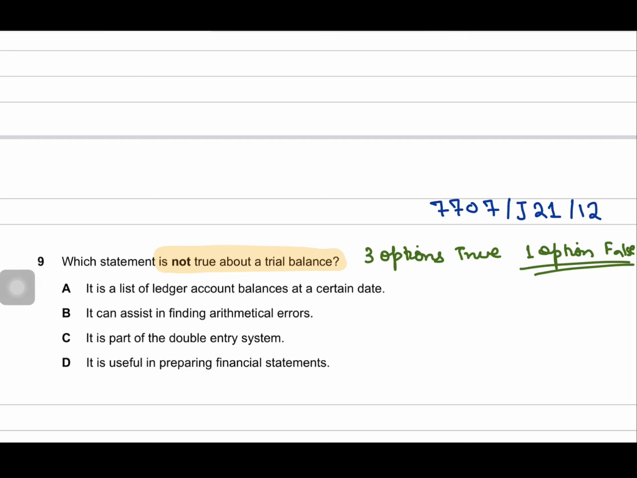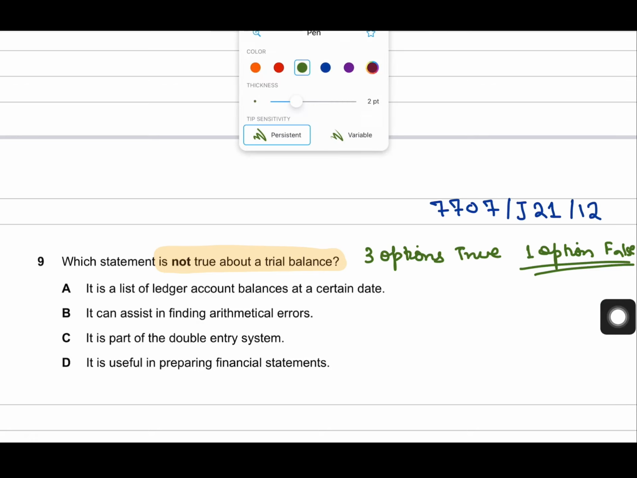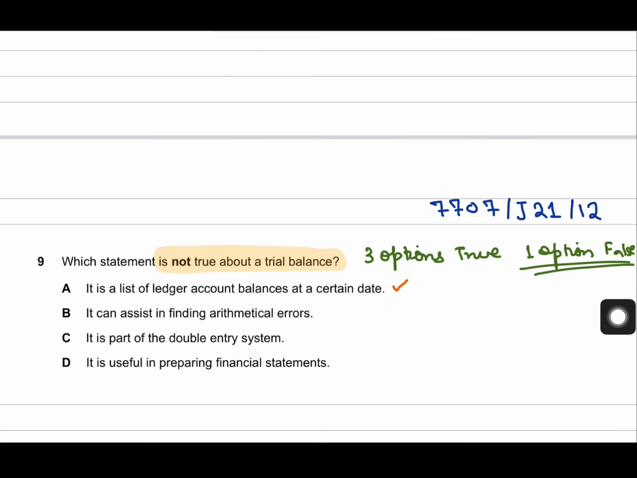So let's read one by one. Option A says it is a list of ledger account balances at a certain date. Of course, this is right, because a trial balance shows all the ledger account balances prepared at a particular date, right? All the assets, liabilities, capital, drawings, incomes, expenses, all sorts of accounts. This is correct. Although this is true, we have to find out the wrong option. What is not true about a trial balance?